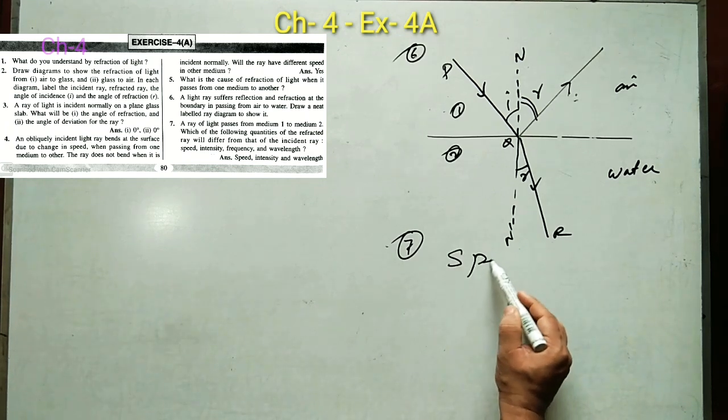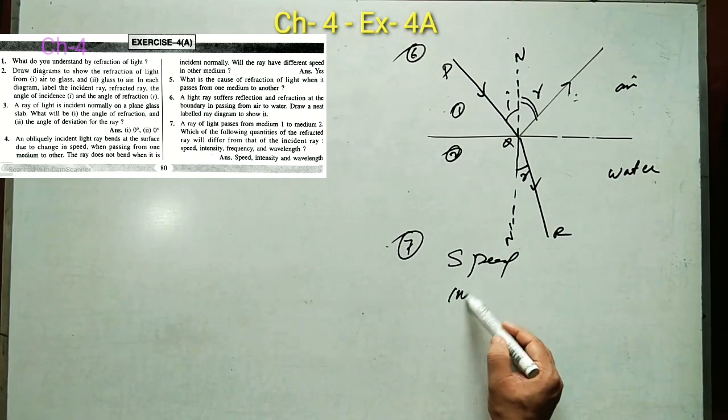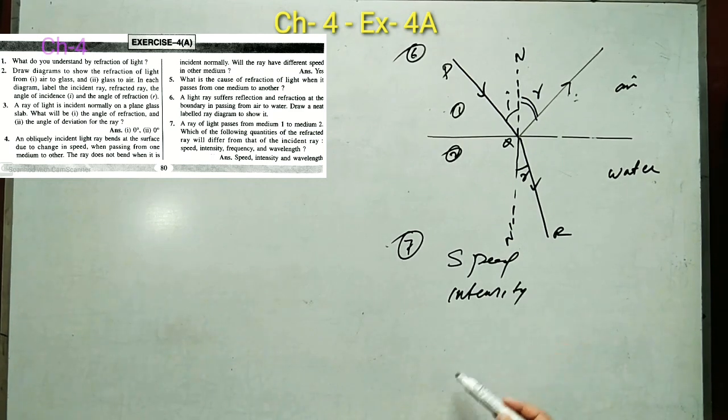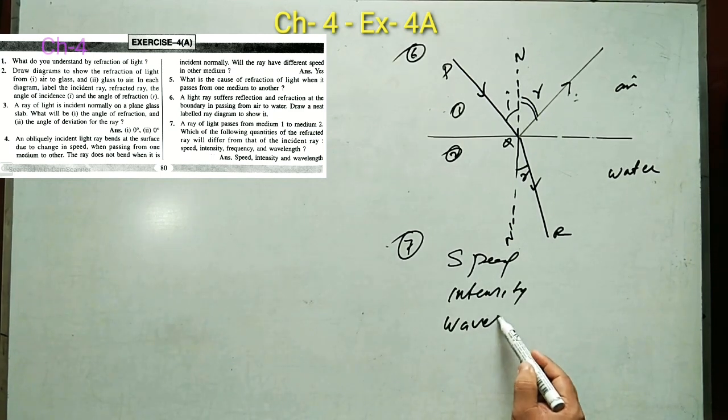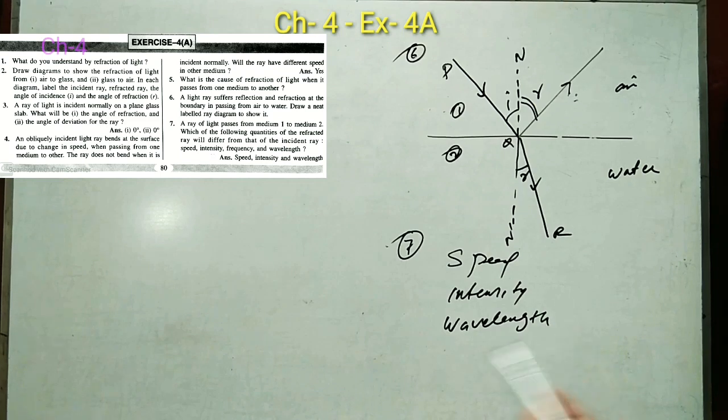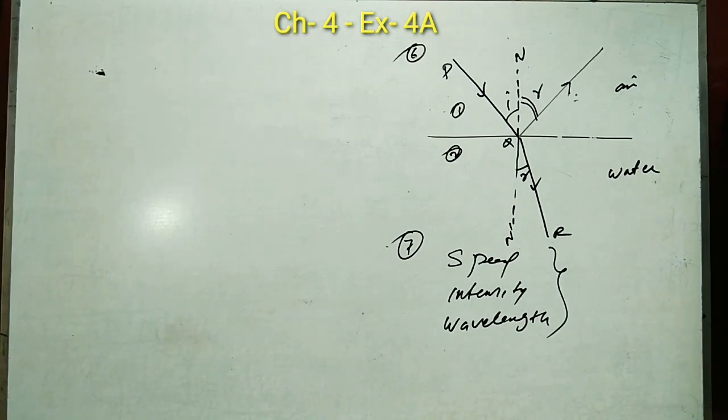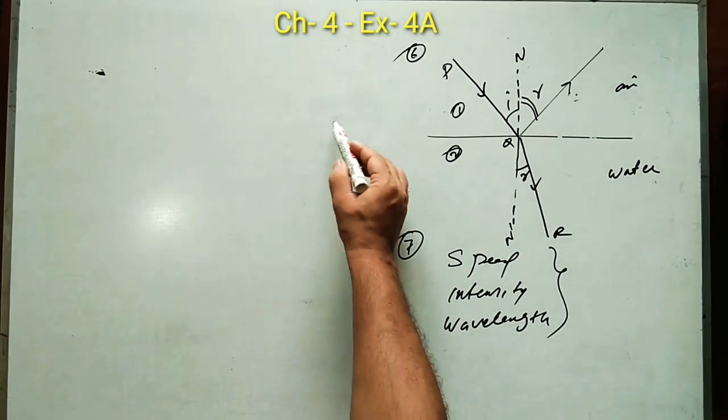So I can write speed changes, intensity changes, and even wavelength also changes. These three quantities change, but frequency remains unaffected because frequency is the characteristic property of the source of light from which the light is coming.